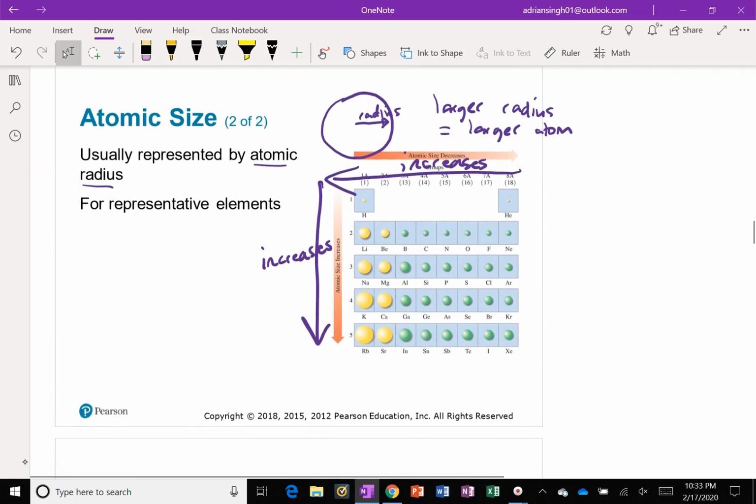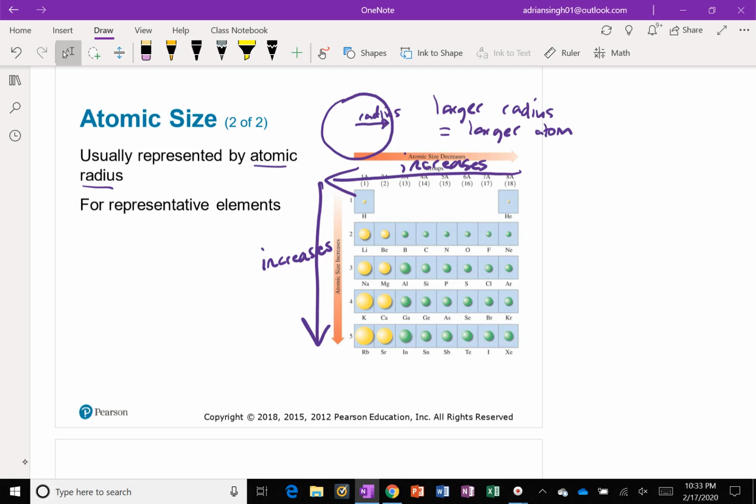The second trend we're going to take a look at is the trend in atomic size. And as we saw in class, we typically represent an atom as spherical. And we can talk about the atomic radius, which is just a distance represented by this yellow arrow. So obviously then, the larger the radius, the larger the atom is going to be. And the trend here in atomic radius is fairly straightforward. And just to remind you again, we're looking solely at the representative elements.